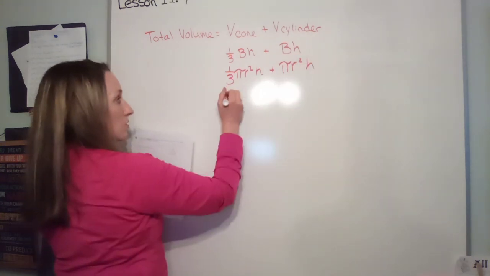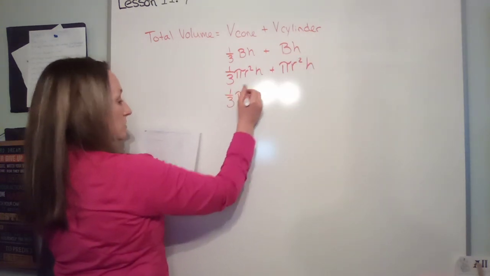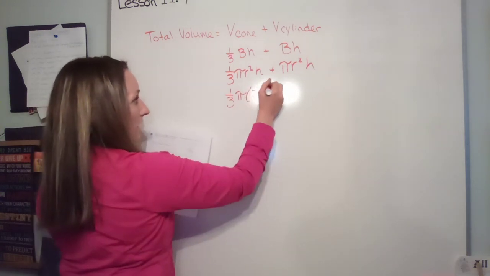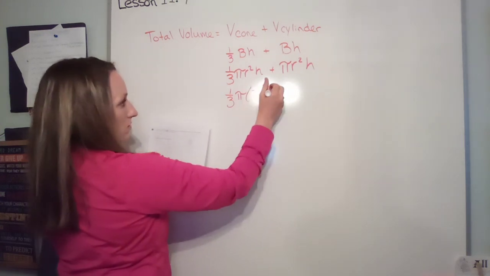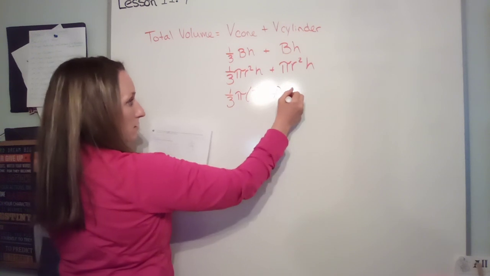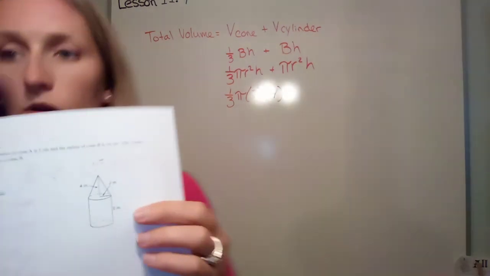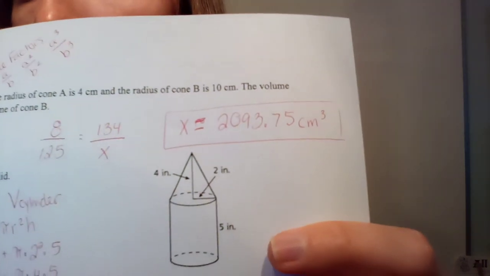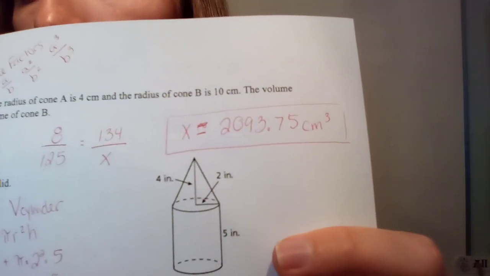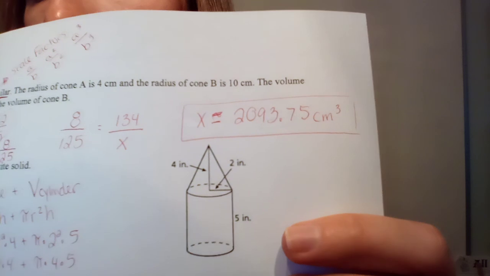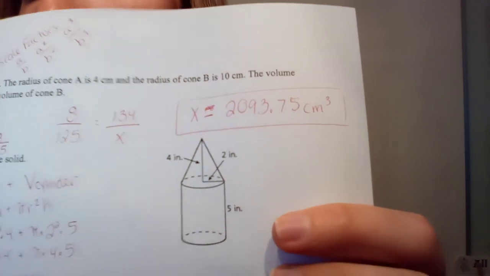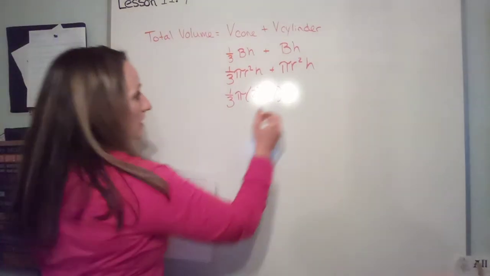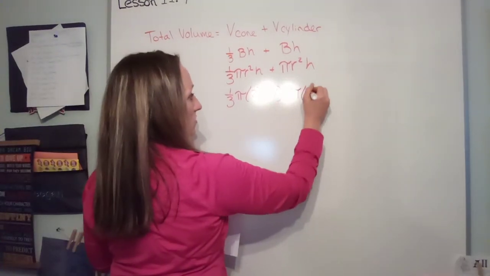Okay, so looking at the diagram, what is the radius of the cone? It's 2, so it's 2 squared. And what is the height of the cone? It's 4. All right, I'll show you just in case you don't have it in front of you. The radius of the cone is 2. The height of the cone is 4. Okay. What is the radius of the cylinder? Also 2. What is the height of the cylinder? 5. Okay, so the radius of the cylinder is also 2.